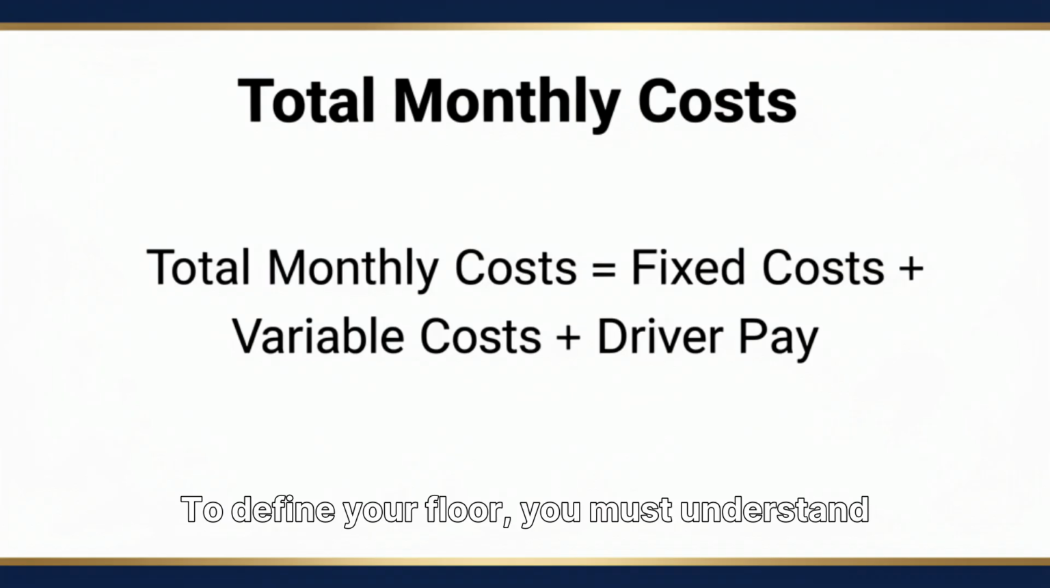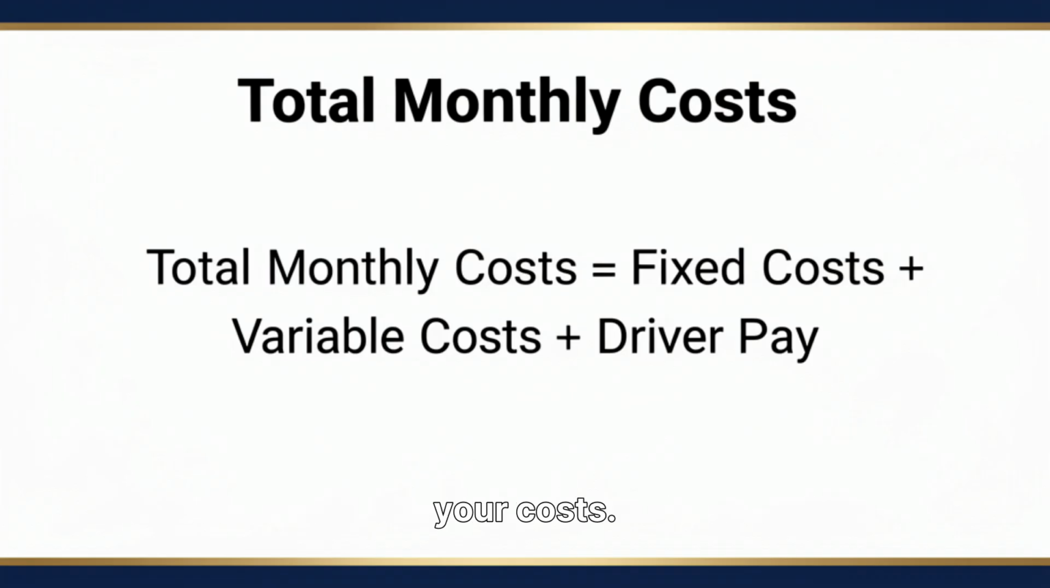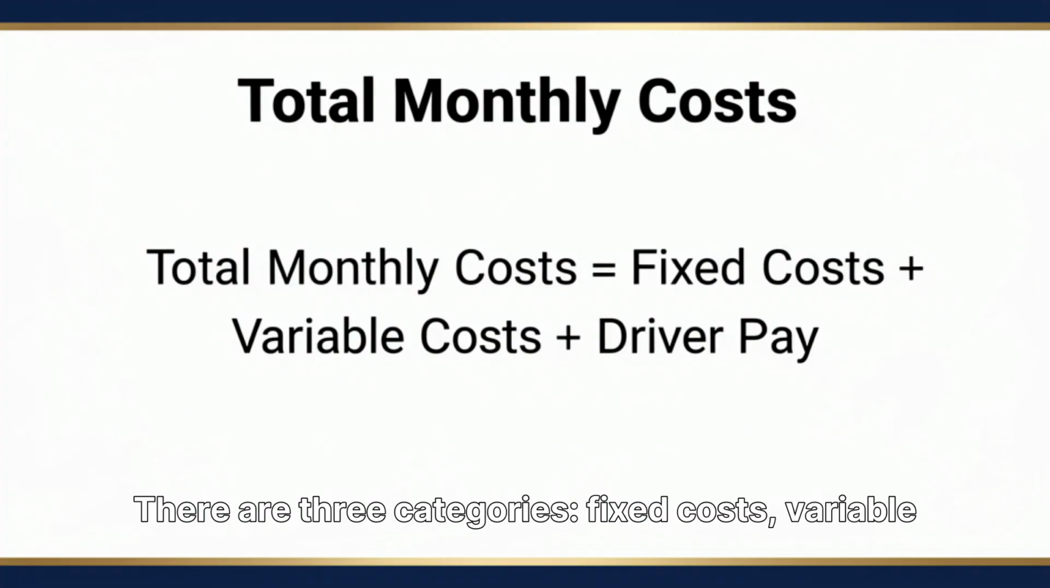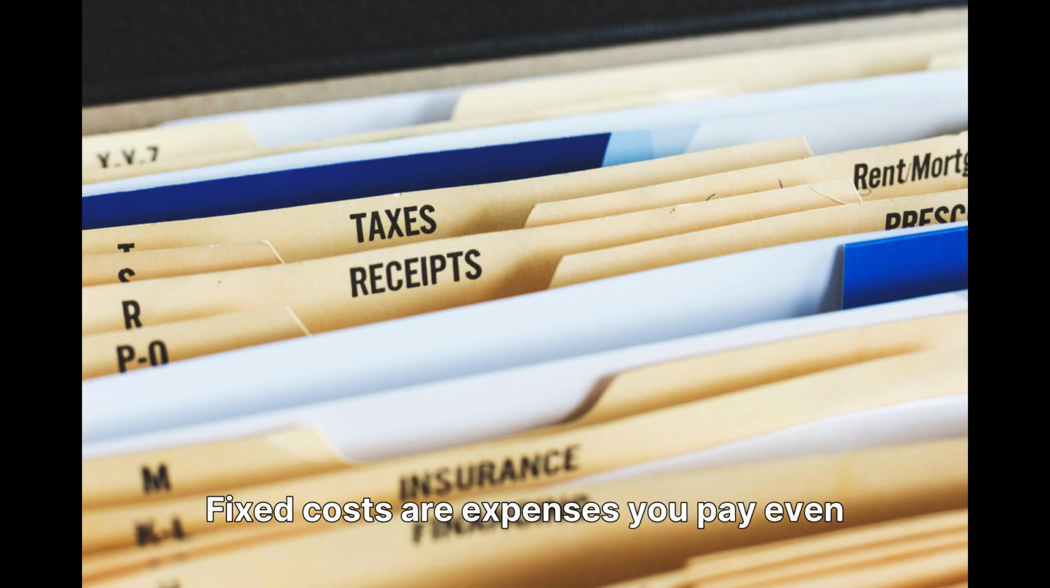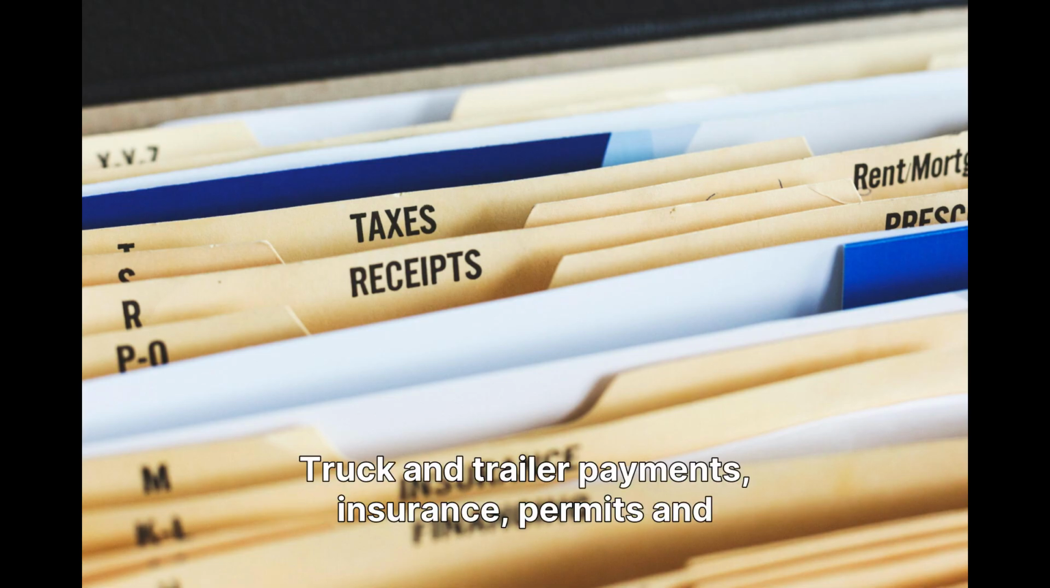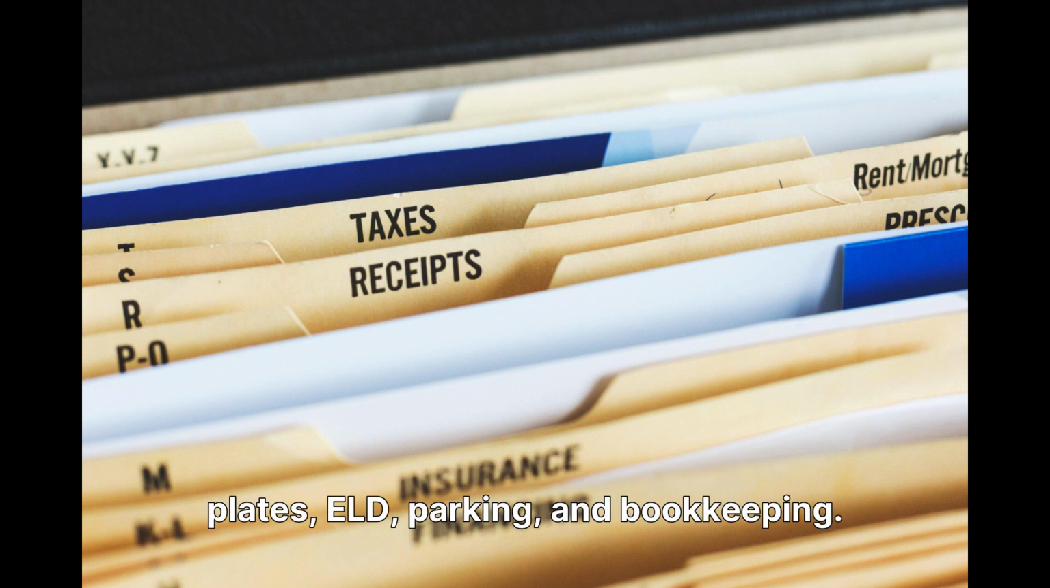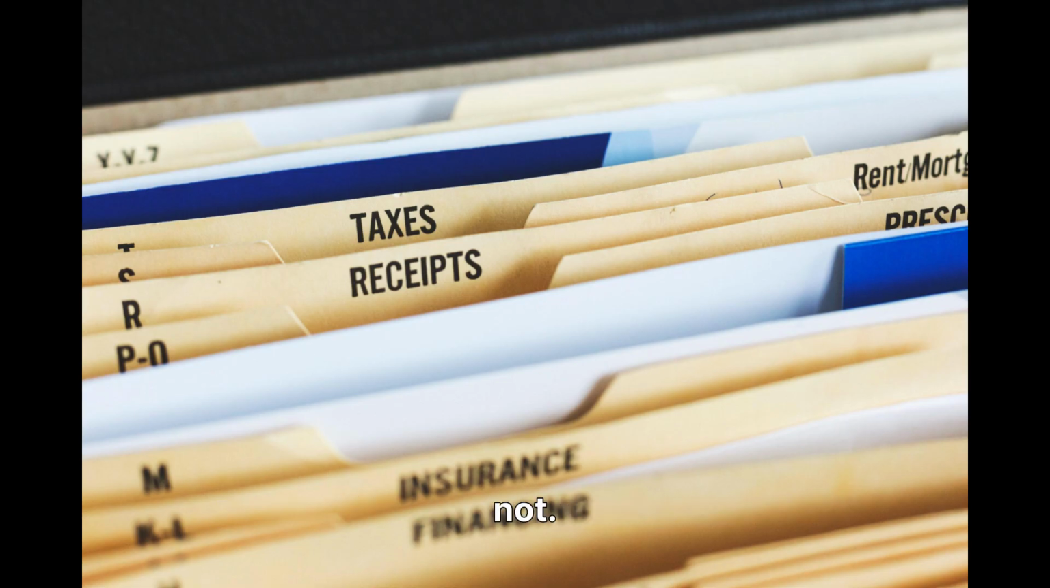To define your floor, you must understand your costs. There are three categories: fixed costs, variable costs, and driver pay. Fixed costs are expenses you pay even if the truck does not move. Truck and trailer payments, insurance, permits and plates, ELD, parking, and bookkeeping. These bills arrive whether you run or not.